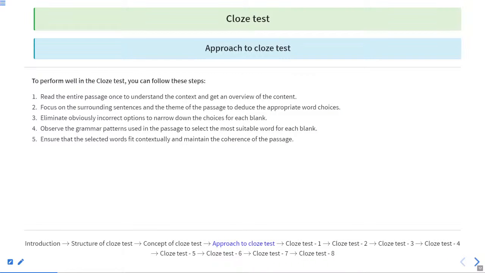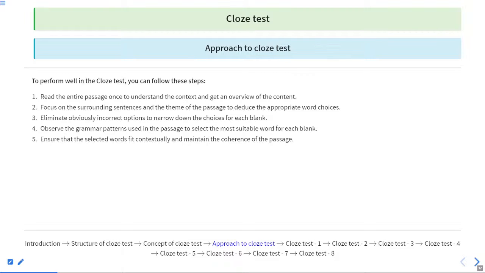So, what is our approach to cloze test? Our recommended approach, in case you want to perform well in cloze test, is to follow these 5 steps. Number 1, read the entire passage once to understand the context and get an overview of the content. Once you do that, you understand to a large degree what topic is being discussed and what particular words may potentially fit into those missing places.